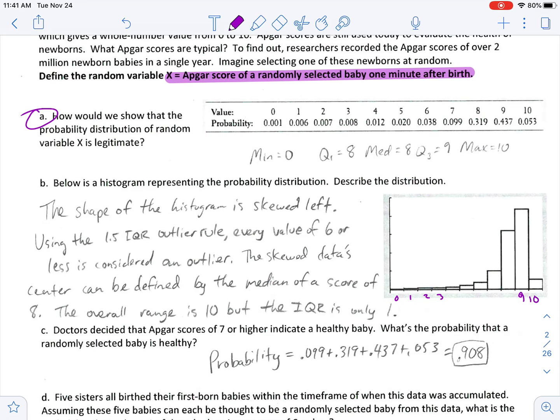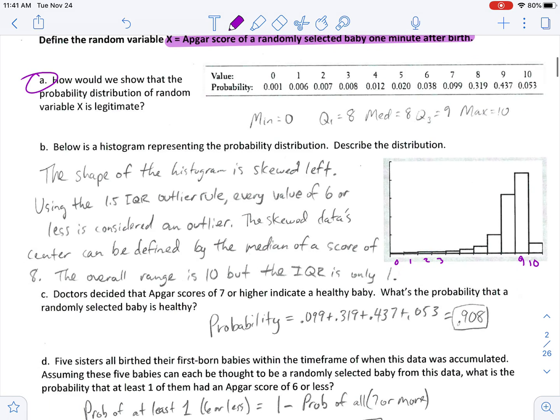So that's kind of how you would figure out whether there's outliers. Skewed data center can be defined by the median score, right? We wouldn't want to talk about the mean. You wouldn't even know what the mean is here yet, right? You're going to be able to figure that out here in a second. And then the overall range is 10, but the IQR is only 1. So that's saying, like, holy cow, the best to worst is really wide, but really most people are right in that smack dab in, I wouldn't say the middle, but the 8 to 9 range, okay?